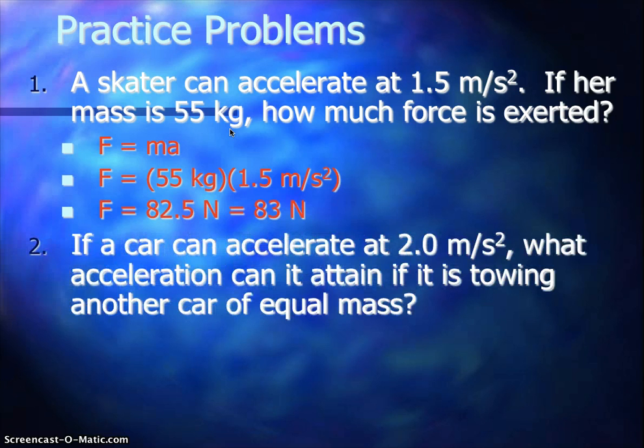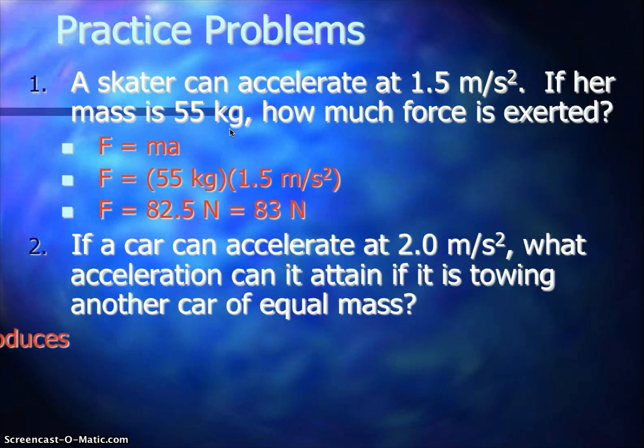Number 2. If a car can accelerate at 2.0 meters per second squared, what acceleration can it attain if it is towing another car of equal mass? The question you need to start asking yourself is, what has changed here? A car can accelerate at 2.0 meters per second squared. And if it's towing another car of equal mass, basically, you double the mass.